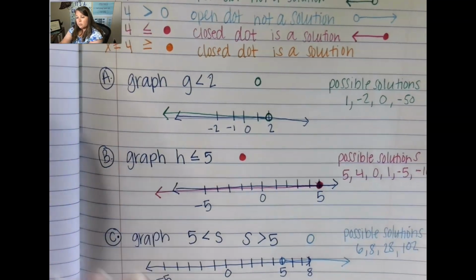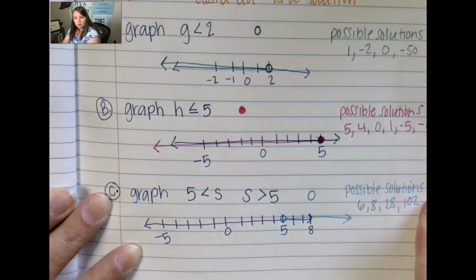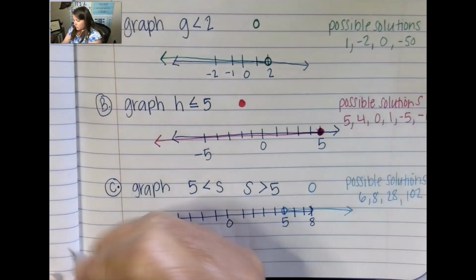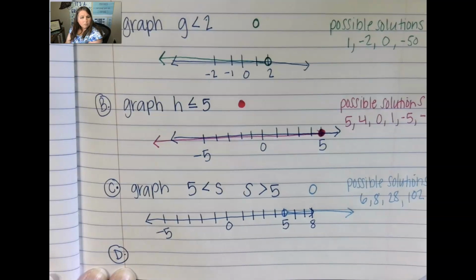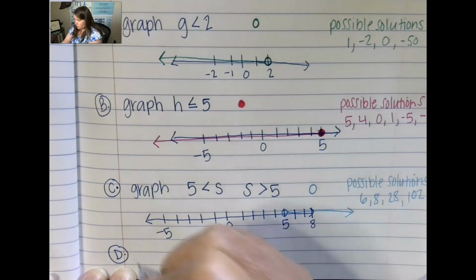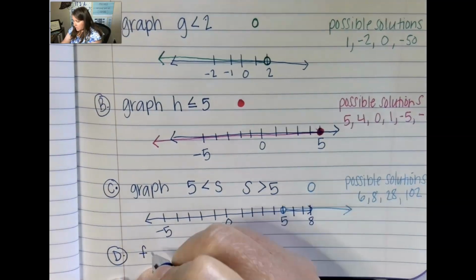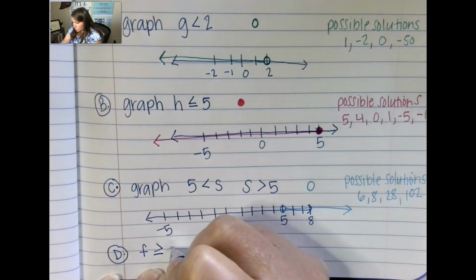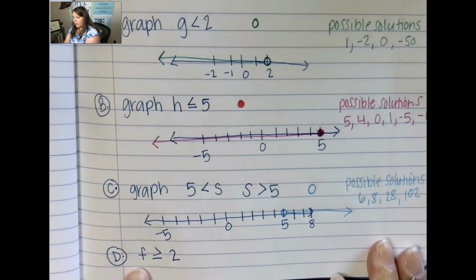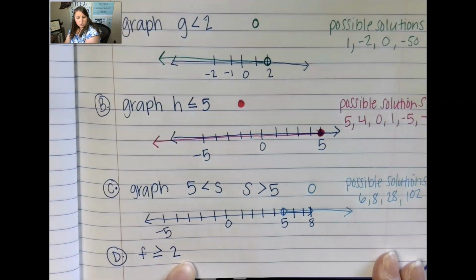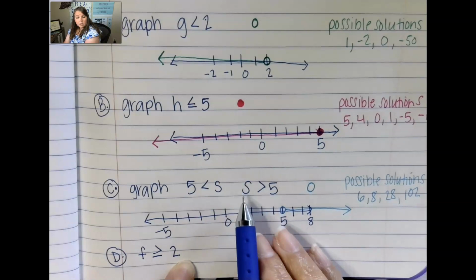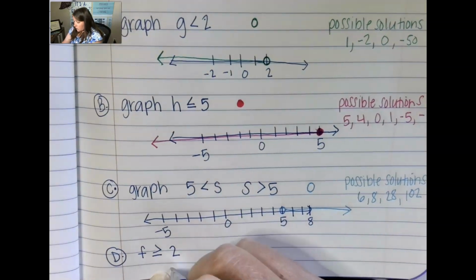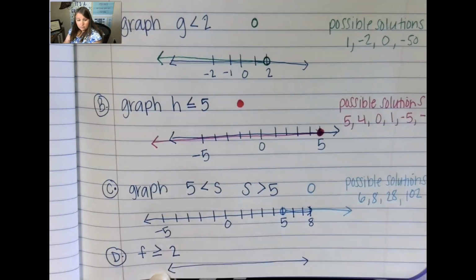Okay, let's do one more example, and then I'm going to let you do your try-its. So let's look at example D. Example D says F is greater than or equal to 2. Again, this is not a switch one. We don't have to switch it around because the variable comes first. So we're just going to graph this on our number line.